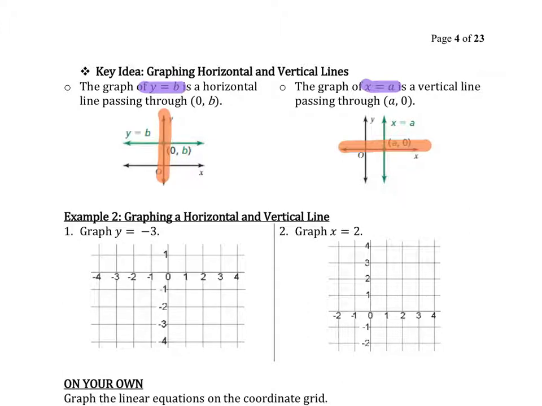So if you look at the equations of these types of lines, you can see that when they're asking you to graph y equals -3, there's no x for us to plug in. So that should kind of be a tip-off right there that this is definitely some different kind of line.